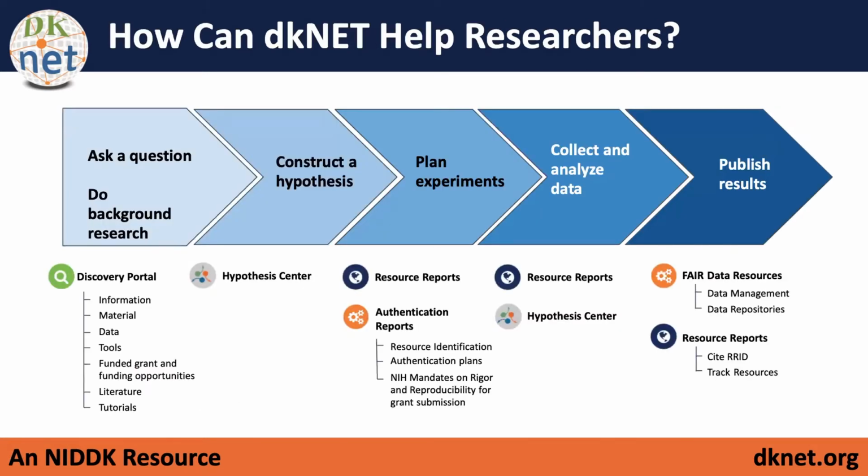So in terms of how we try to help researchers, we provide a number of these resources that we just highlighted that cover various areas of the scientific process. From doing background research, trying to get information or previously collected data, through, for example, searching through the discovery portal. Developing a hypothesis can be done through various tools in the Hypothesis Center. You then plan your experiments, with resource reports and authentication reports to help you begin those experiments.